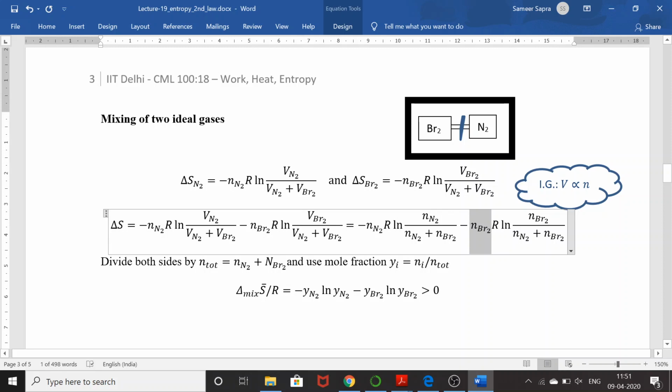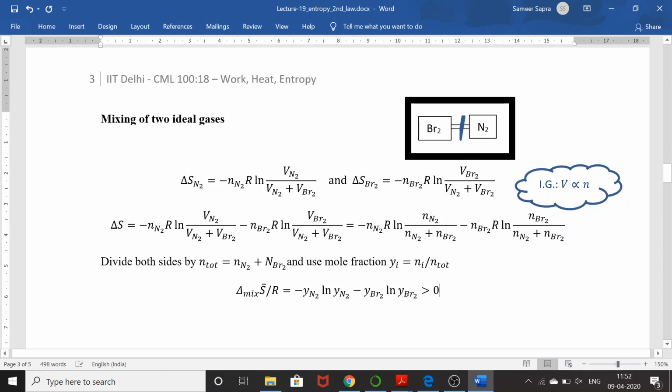And delta S divided by the total number of moles comes out to be delta S mixing per mole divided by gas constant R is equal to minus y N2 log y N2 minus y Br2 log y Br2. Y happens to be a mole fraction, so it's always less than 1. Log of that would be a negative number, so negative times negative is all positive. So delta S mixing is greater than 0. There is no temperature change, there is no energy change, only the gas is mixed, and because the delta S mixing is positive, the randomness increases for these gases.